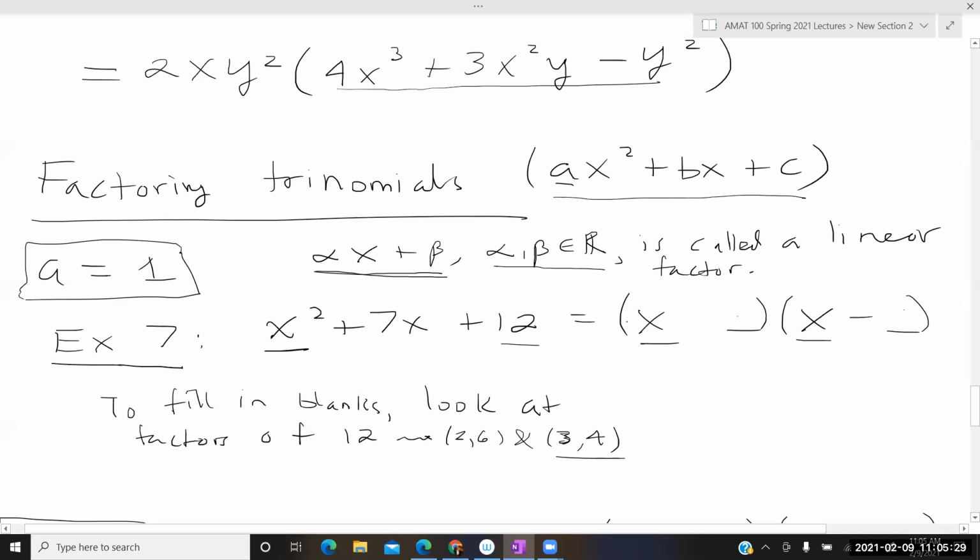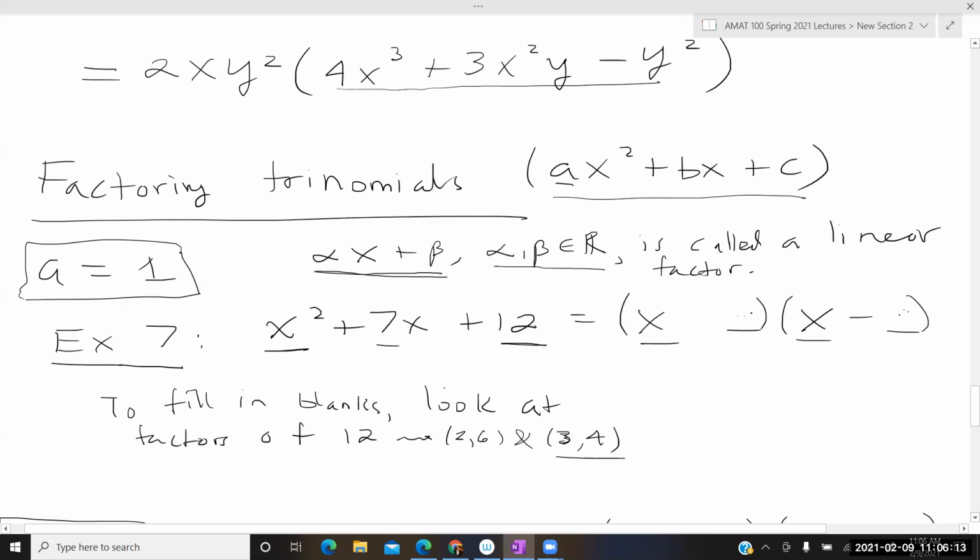Now, we can't have a coefficient other than 1 attached to the x, because if we do, when we FOIL, we won't get this x squared here. So we know right off the bat that we have to have x's here. The only thing that remains is, what do I put in these blanks? If you remember the FOILing process, we need to put numbers in the blanks such that when you multiply them together, you get 12, but when you add them, you get 7.